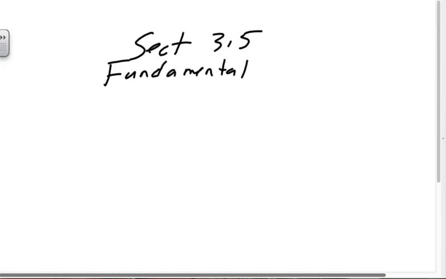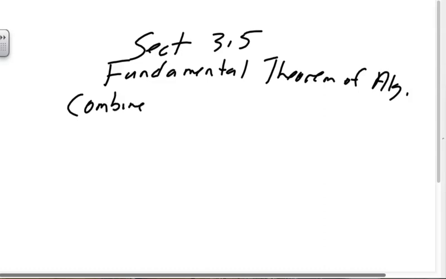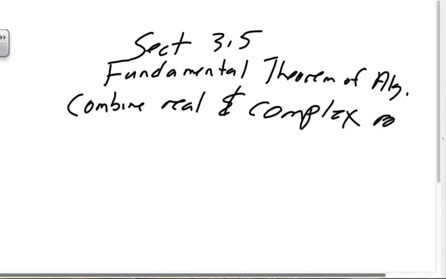This is section 3.5. And we're going to be talking about the fundamental theorem of algebra. Ultimately, what we're going to do here is combine real and complex roots. We're going to find how to find both of them.